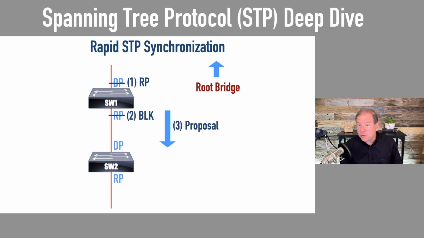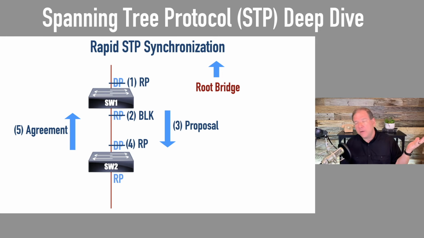And if switch 2 believes that and it says, what do you know? That really is the best bridge ID. I guess I need to start going up to get to the root. To do that, it's going to change its designated port to a root port, because now that is the port on switch 2 that's closest to the root in terms of cost, and it's going to go up. It needs to let switch 1 know that, okay, you sold me, you convinced me. So it sends an agreement. That's step 5. When switch 1 gets that agreement, good.